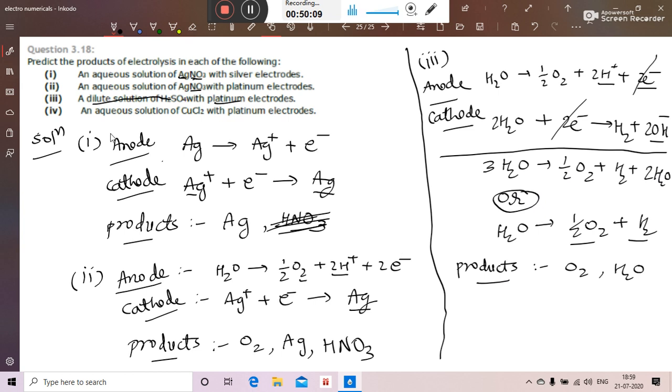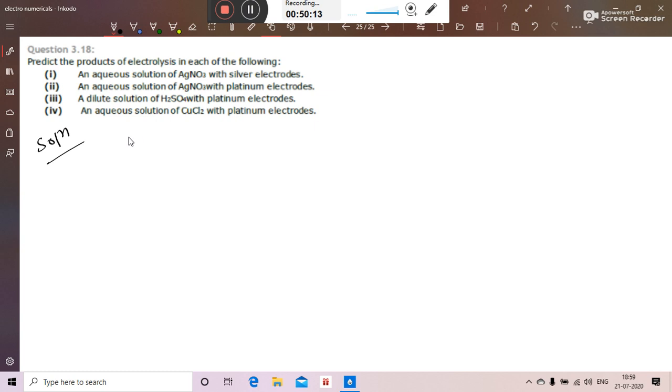Now fourth is remaining. So let us discuss the fourth. So in fourth number, an aqueous solution of cupric chloride with platinum electrodes. So as the electrodes are made up of platinum, they will not undergo any reaction. So at anode, now cupric chloride CuCl2 is having 2 ions. One Cu2 plus ion, another is Cl minus ions.